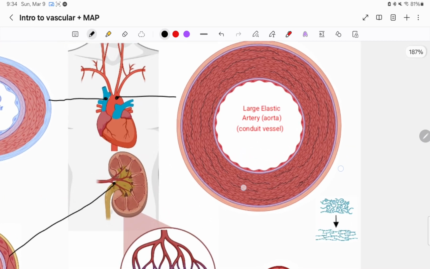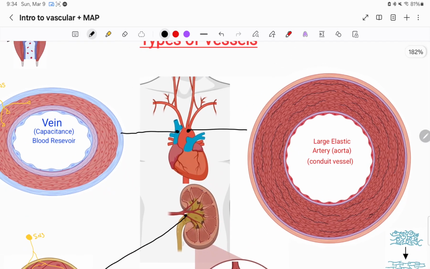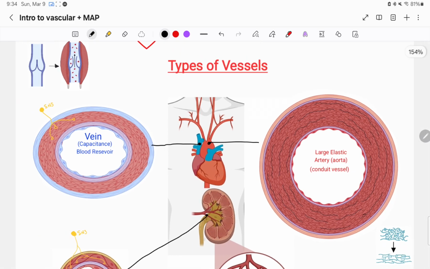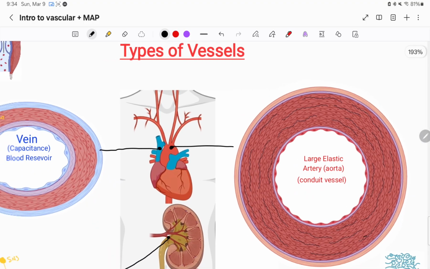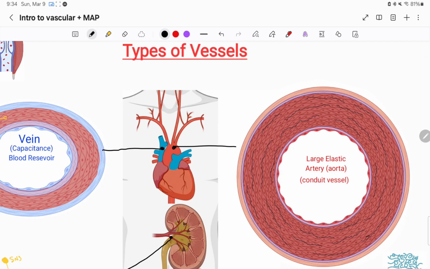Okay, but now you know where we can find an example of each of these. Well, what are the actual properties of them, and what are they made out of? Because all a vessel is, is a whole bunch of cells and connective tissue. Well, good question. Let's go through this. So here is the large elastic artery. Let's go through the layers, working our way from the inside to the outside.